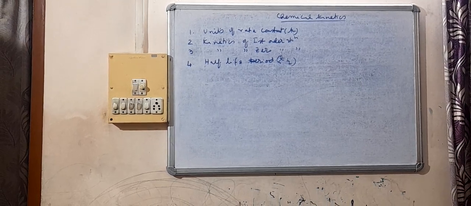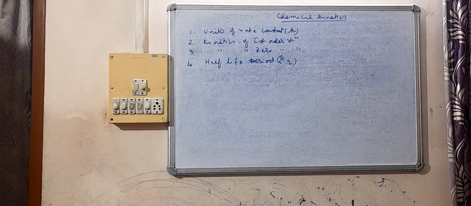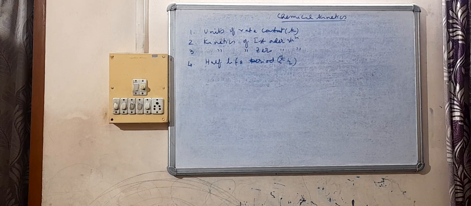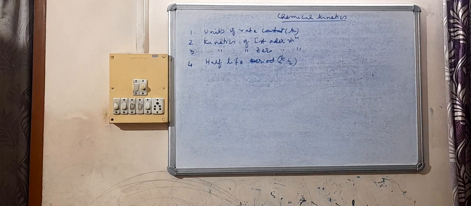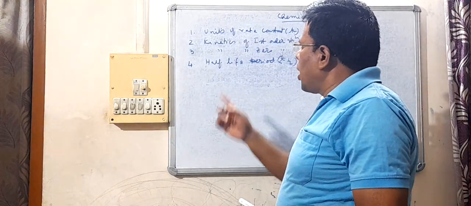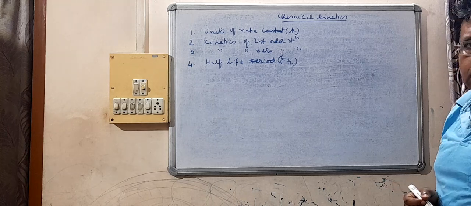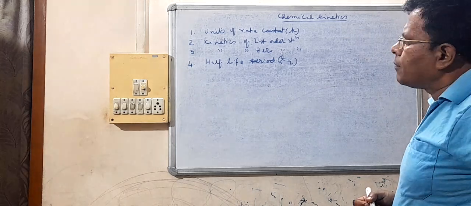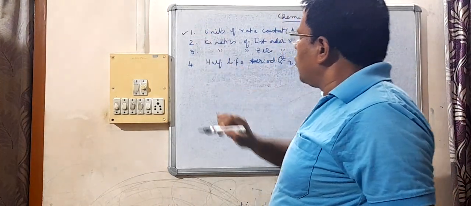So children, today in this video I will be trying to cover units of rate constant. Next, kinetics of first order reaction, kinetics of zero order reaction, and half-life period expression. So first of all, unit of rate constant.